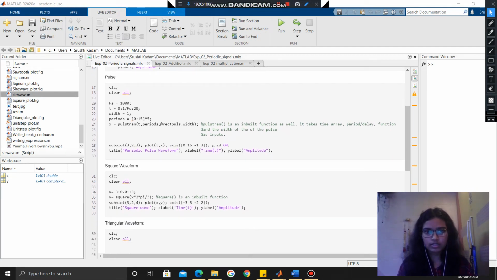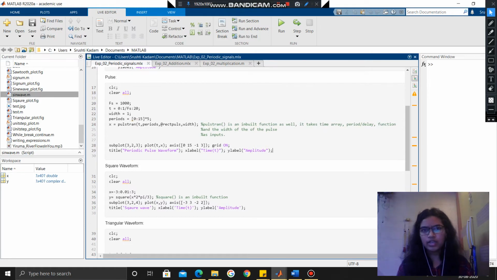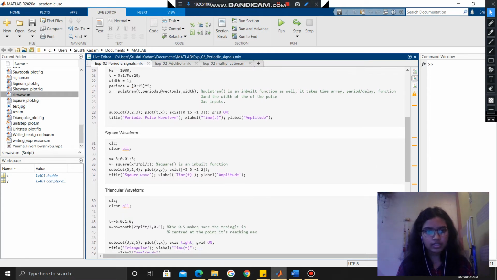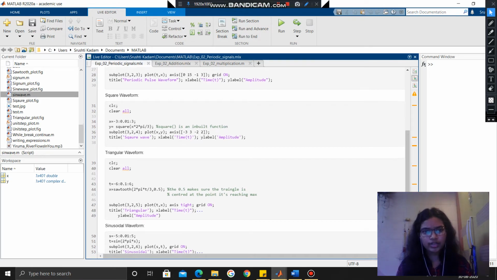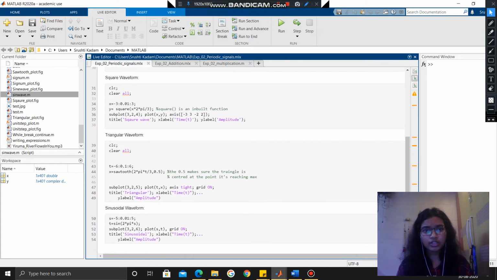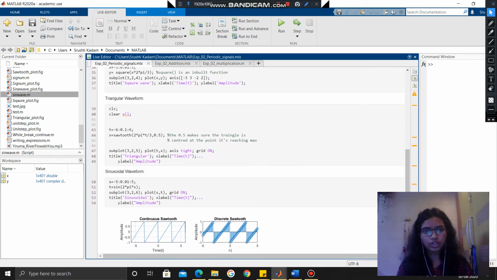This is my code. Pulse can be anything, a Gaussian pulse, a rectangular pulse. By providing it a width of 1, since I've given that here, and by providing it a period of 5, I've created my pulse graph. Then I'm going to the square waveform. square(x) is also an inbuilt function in MATLAB after the new library, and it also has a default period of 2 pi. So I'm multiplying it by 2 pi and dividing it by 3 to give it a period of 3.